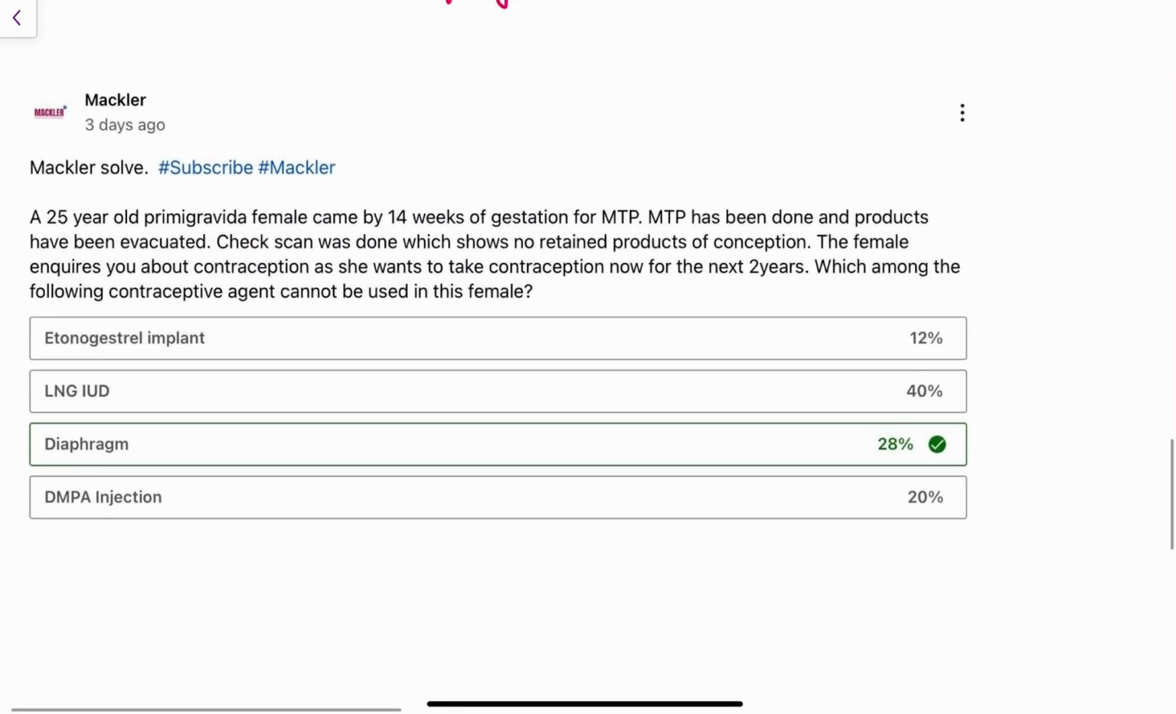We have discussed everything in detail about the diaphragm. Now I have a very important question for you. This question was asked as a MCQ three days back, right? So now we are going to discuss that question here.